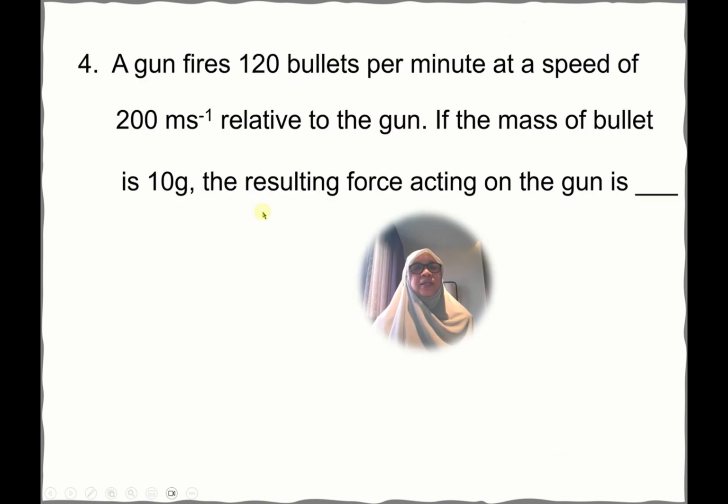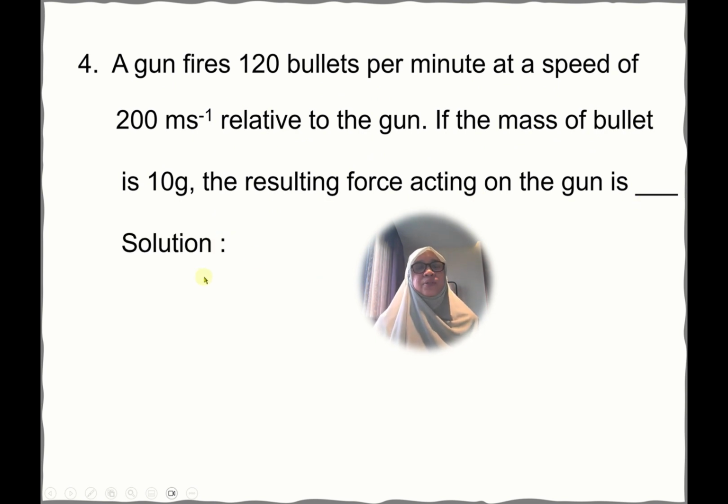Okay, next we do question 4. So we read the question. A gun fires 120 bullets per minute at a speed of 200 meter per second relative to the gun. If the mass of a bullet is 10 gram, the resulting force acting on the gun is... So we are going to find the resulting force.